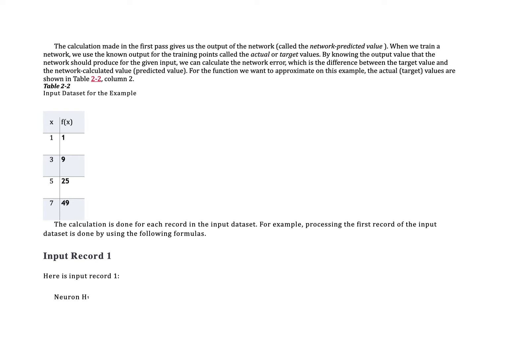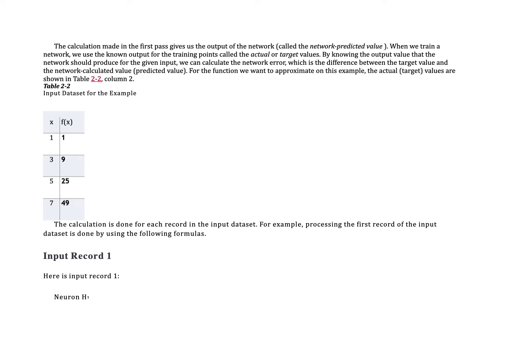By knowing the output value that the network should produce for the given input, we can calculate the network error, which is the difference between the target value and the network calculated, predicted value. For the function we want to approximate in this example, the actual target values are shown in Table 2-2, Column 2. Table 2-2: input dataset for the example.